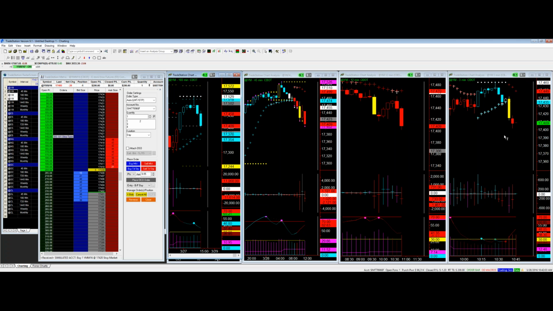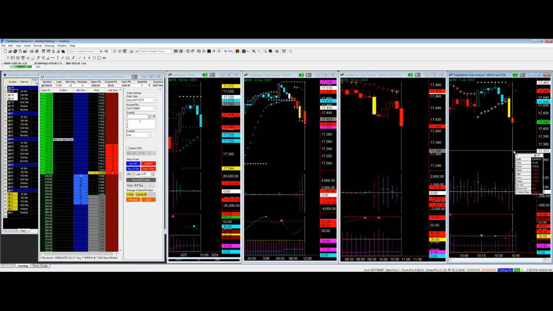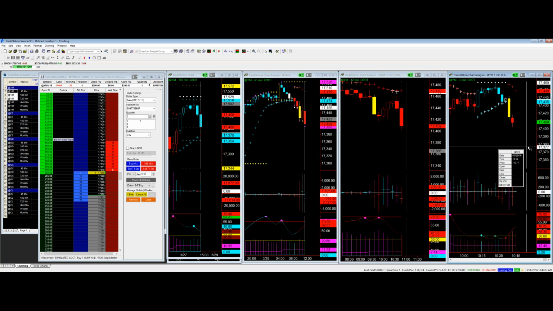You're getting a slight volume divergence here. If you're using the 3 minute to trail and you have that stop at 420 like we do, we might get stopped out.